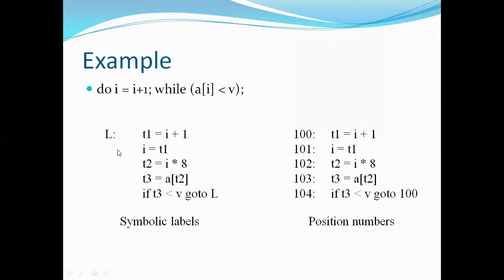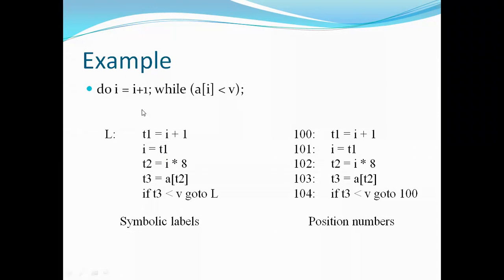Here L is a label. See, initially this i plus 1, in 3 address code format, the computation of this should be stored in a temporary. That's why I'm assigning T1 is equal to i plus 1. Whatever the resultant that was stored in T1 is assigned to i, so i is equal to T1, right? And here this line is completed.